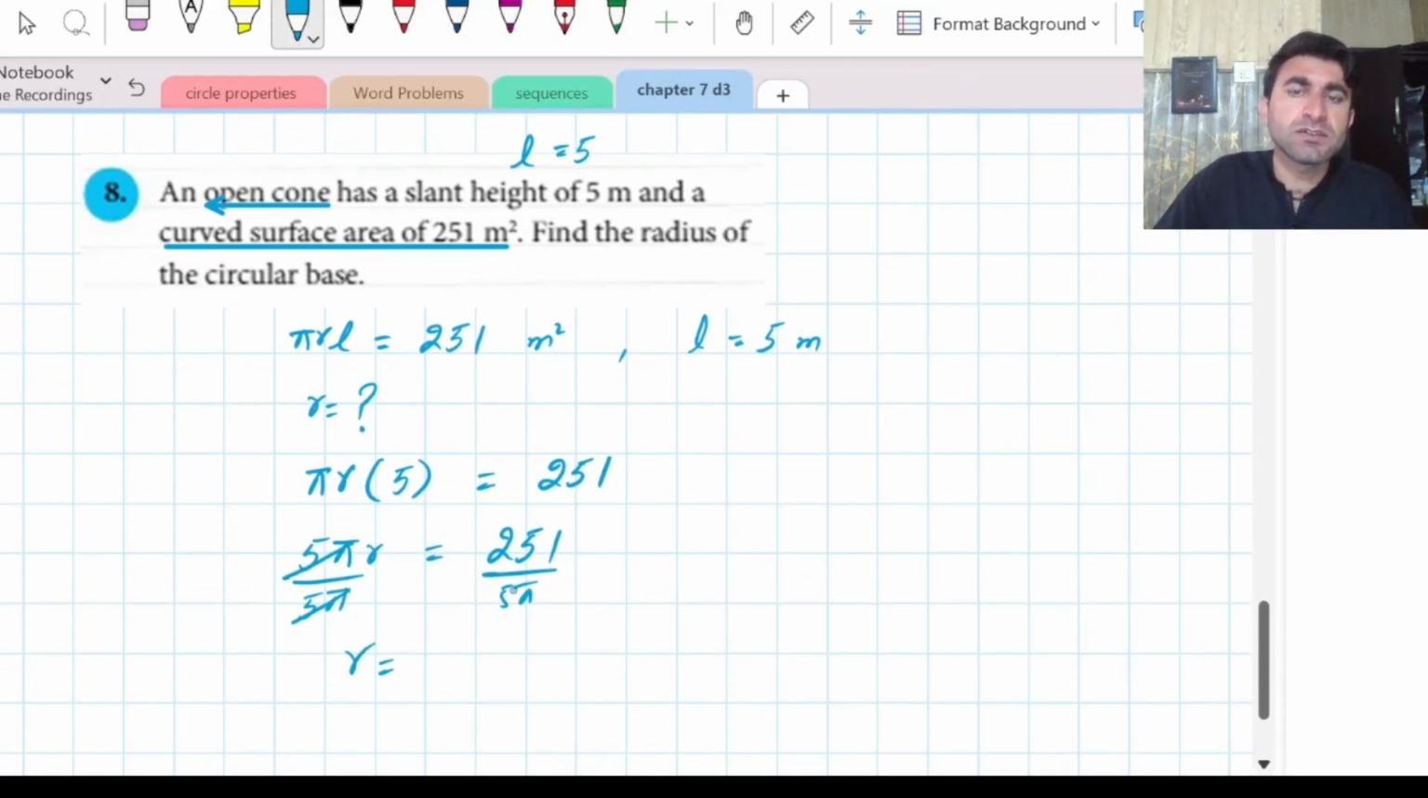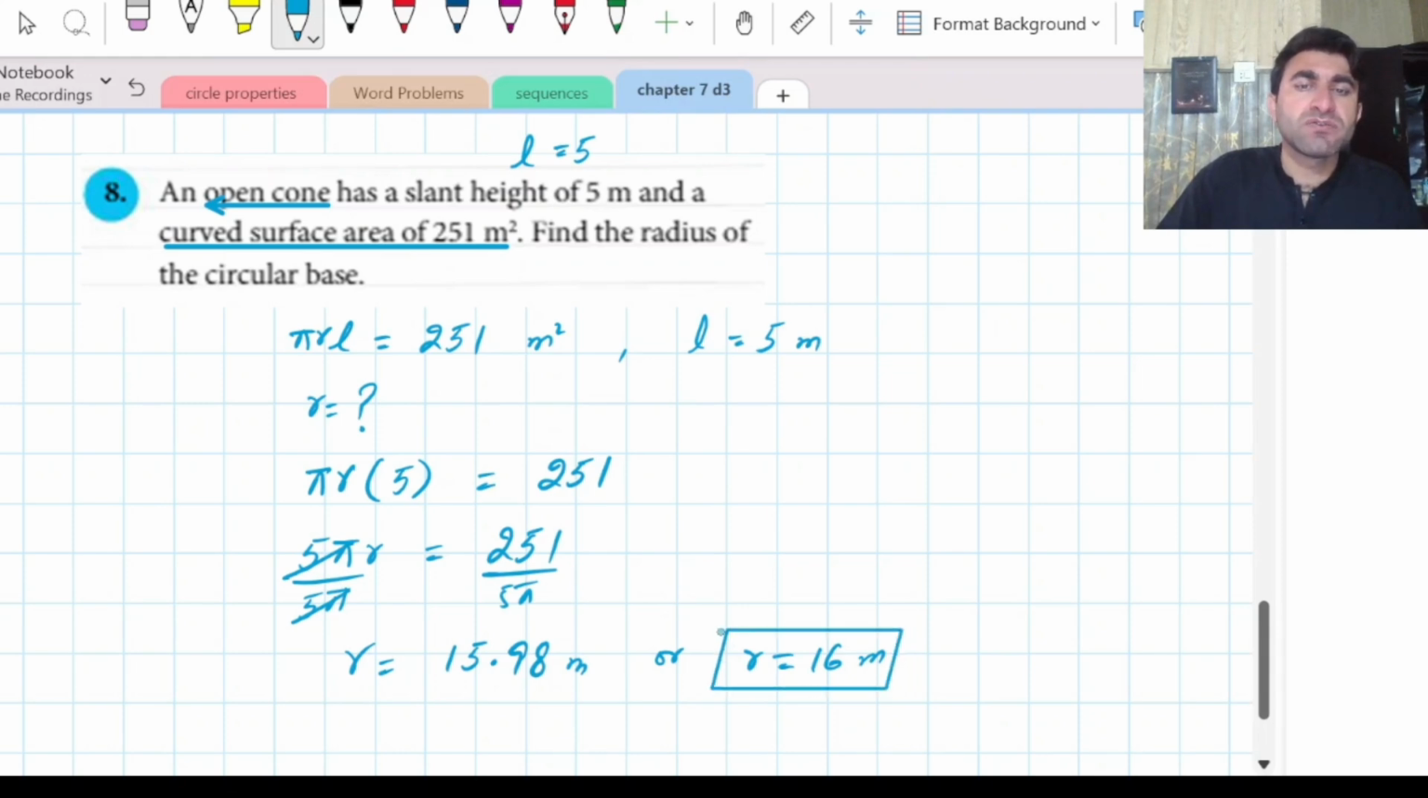5 pi is cancelled out, and 251 divided by 5 pi equals 15.98 meters, or we can also round it off to the nearest whole number, and that shall become 16 meters. So that is the value of R in case of question number 8. Now let us move to question number 9.